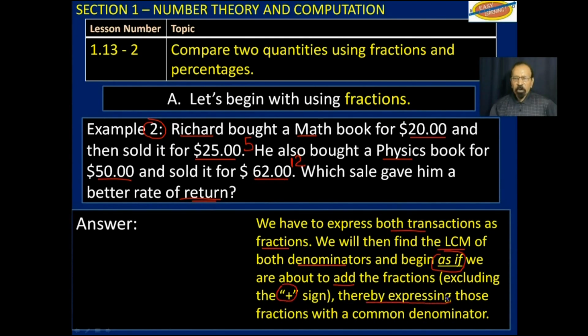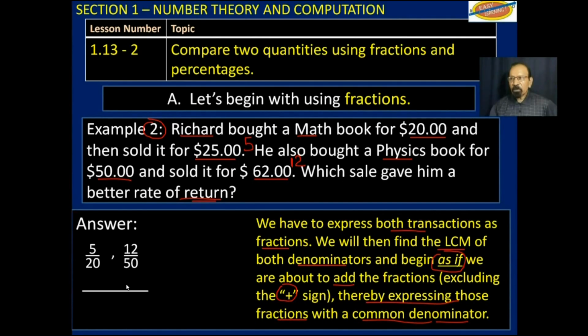Thereby, we are expressing those fractions with a common denominator. So in the first example for the math book, it was $5 out of 20. And in the second case, it was $12 out of 50, not 62. So let's pretend that we are going to add those.